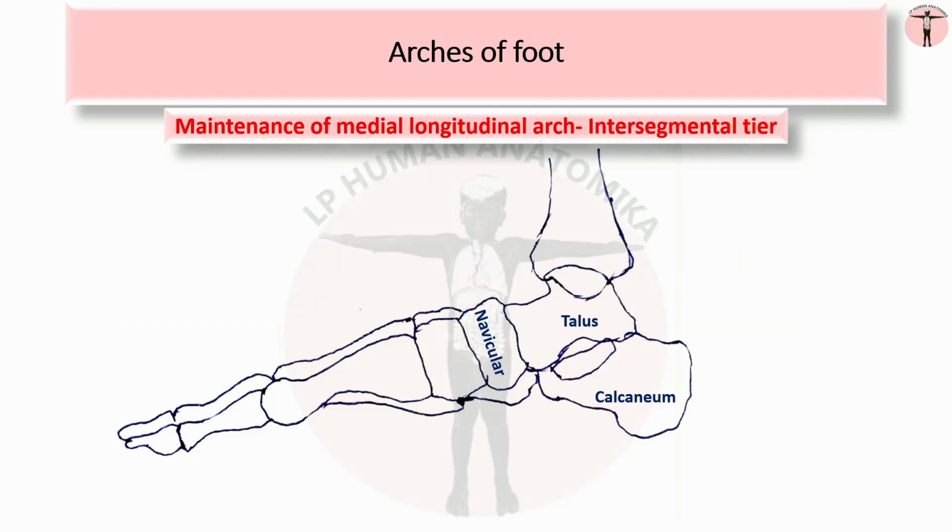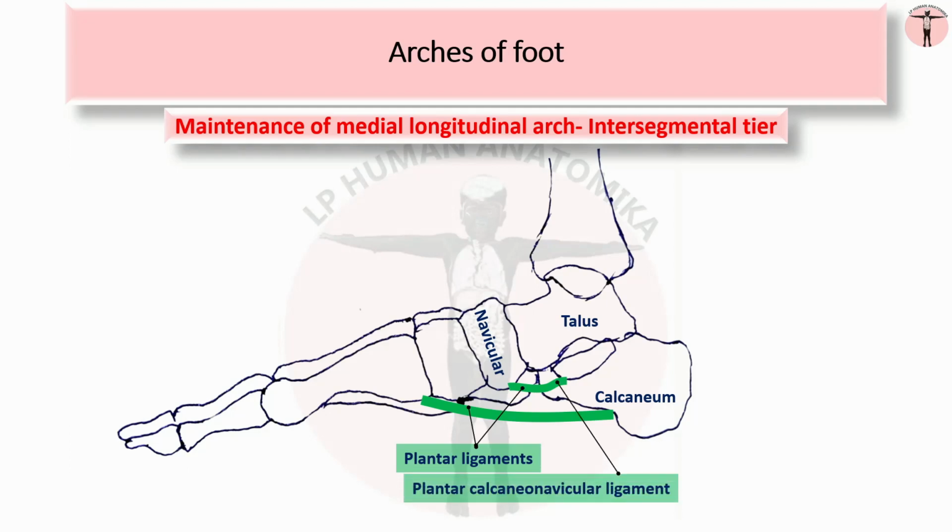The intersegmental ties maintaining the medial longitudinal arch are the short and long plantar ligaments, larger and stronger than the dorsal ligaments of the foot, where the inferior edges of the bones are tied together by them. The most important ligament is the plantar calcaneonavicular ligament. The tendinous extensions of the insertion of the tibialis posterior muscle also form another important intersegmental tie.